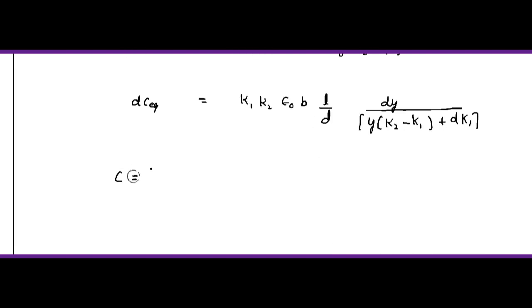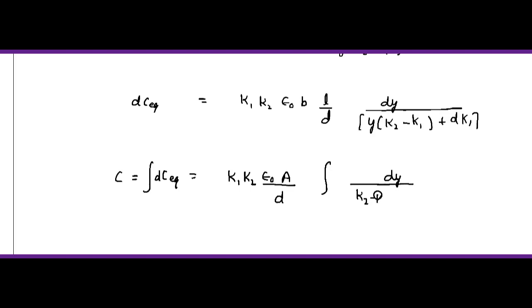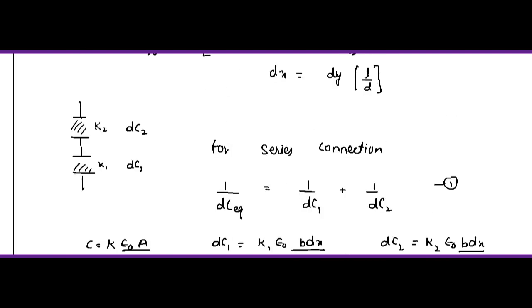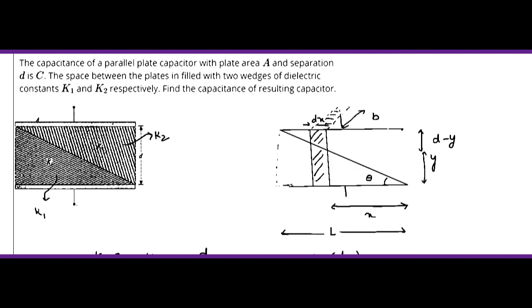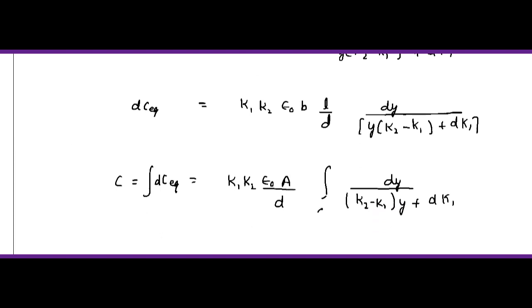Then our C would be defined as the integration of dC equivalent. The common term we take outside. Then it would be k1 k2 epsilon, then b into L, which is the area, divided by d, and we integrate the term dy divided by k2 minus k1 times y plus d times k1. So what is the limit of y? Y varies from 0 here to d here. So we can put the limit from 0 to d.